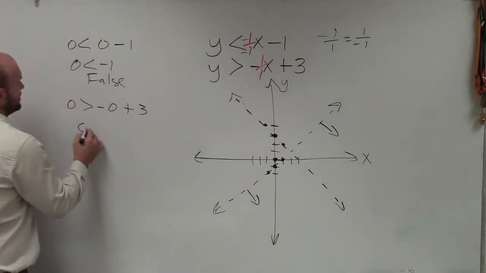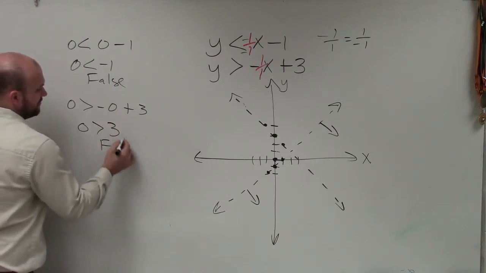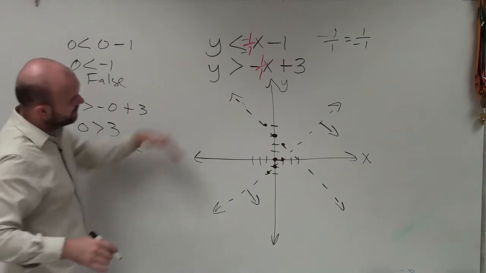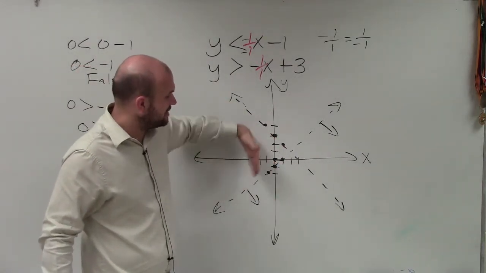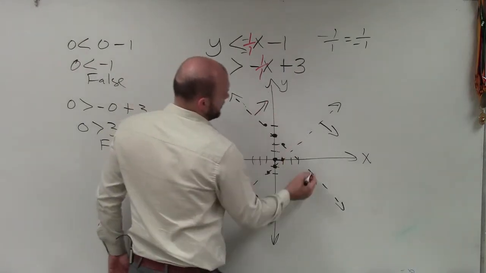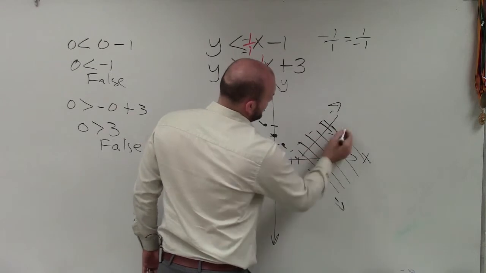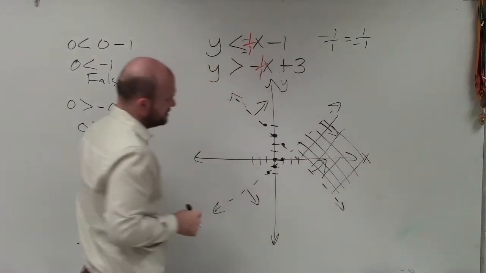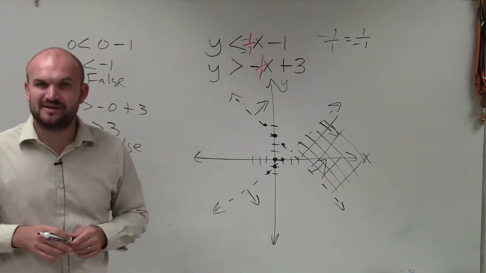So therefore, I have 0 is greater than 3. Well, 0 is not greater than 3. That is also false. So for this inequality, my test point is false. That means all the points below this boundary line are false, and all the points above are true. Then I'm just going to shade where it's true for both of my inequalities, which would be that region right there. So there you go, ladies and gentlemen. That is how you graph a system of linear inequalities. Thanks.